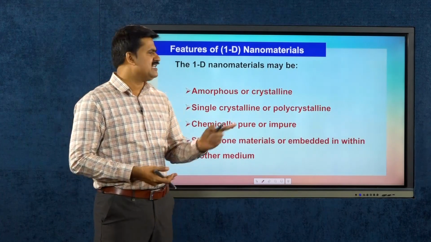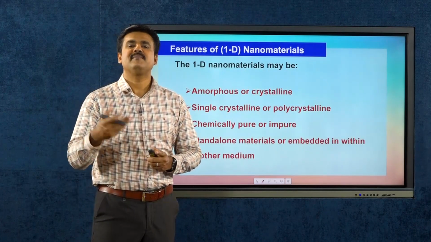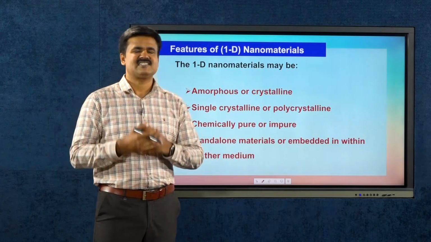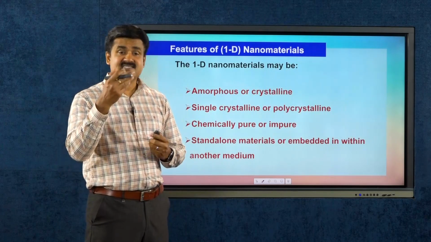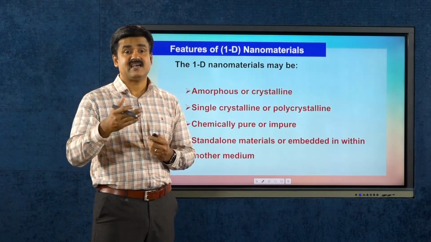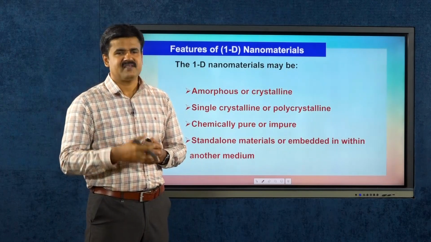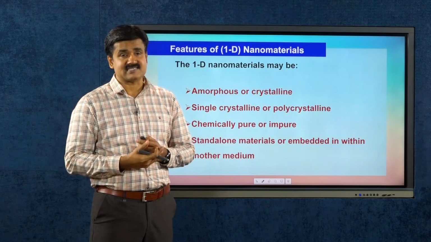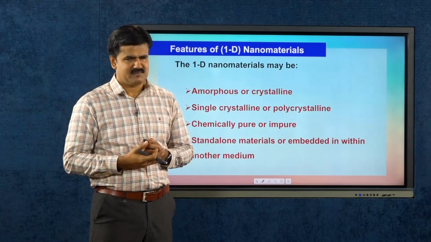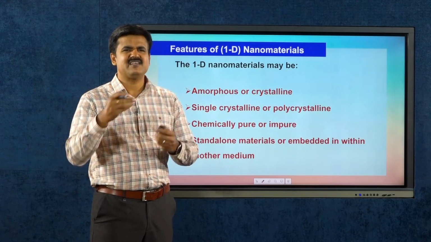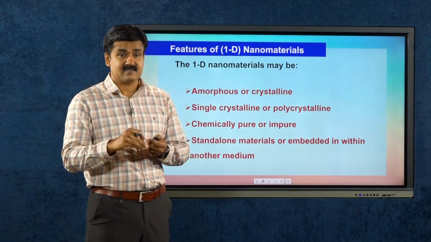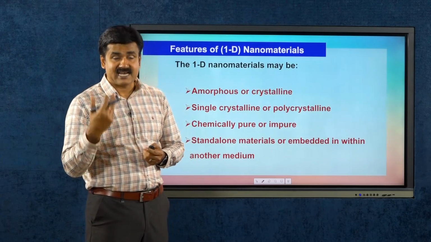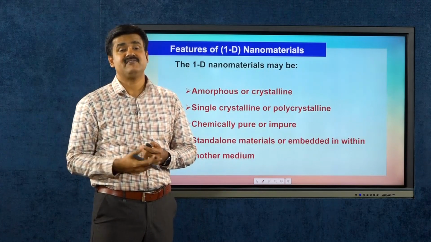Next, it is a standalone material or may be embedded within some other medium. What is the meaning of the last statement? It is simply like this. Sometimes this 1D nanomaterial can exist as a stable entity without incorporation into other materials. In some other cases, the nanomaterials may be unstable. In order to increase stability, we put it into some other solid matrix, which means embedding. So, these 1D nanomaterials may be standalone material or can be embedded within another medium.